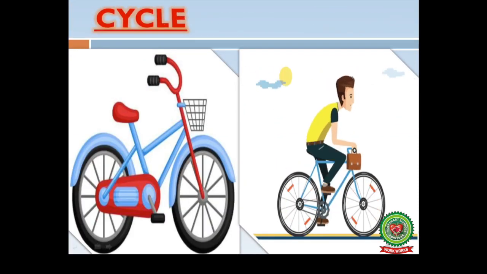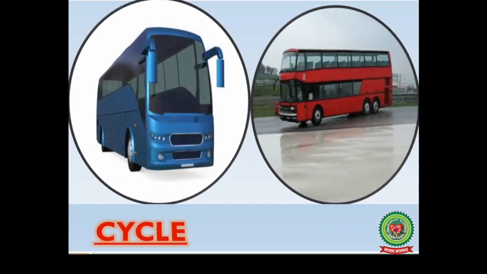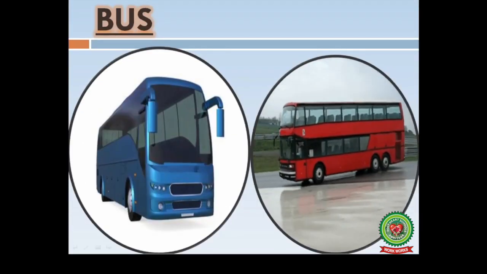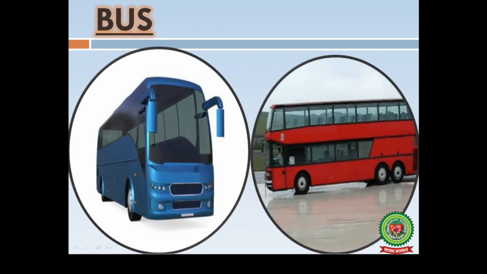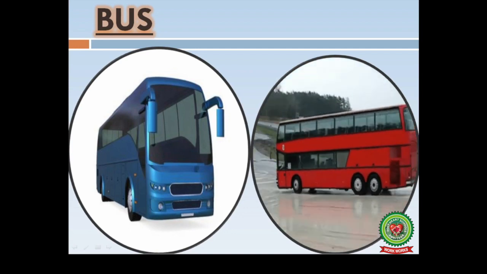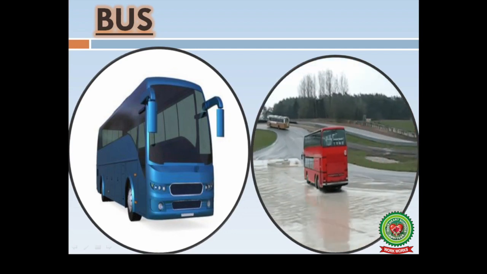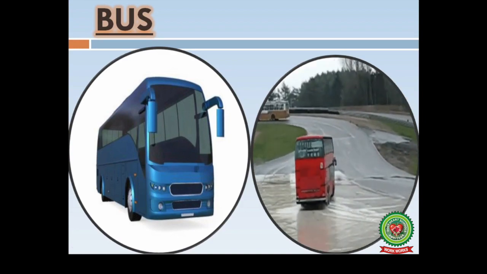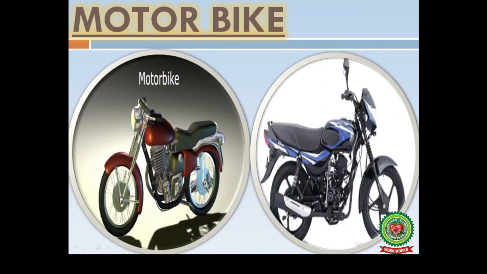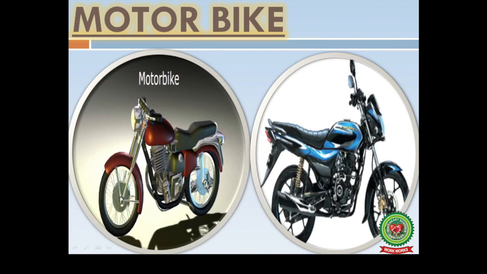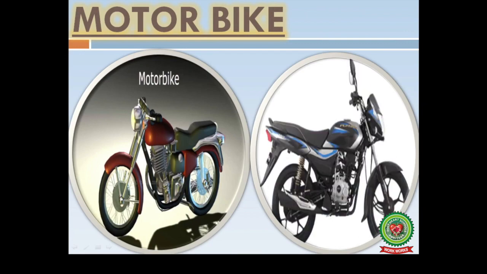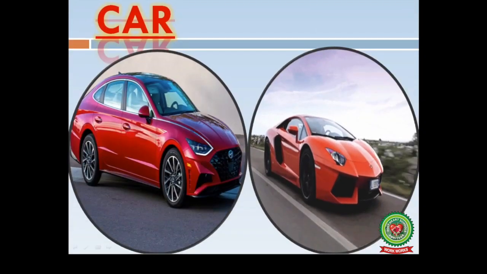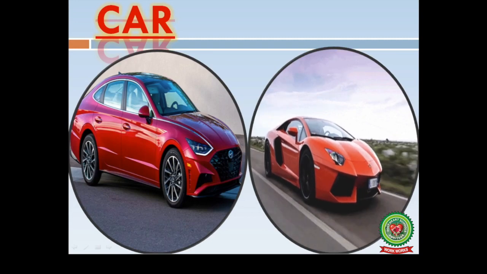Cycle, one person can sit on it. Bus, more than 50 persons can sit in it. Motorbike, two persons can sit on it. Car, four or five persons can sit in it.